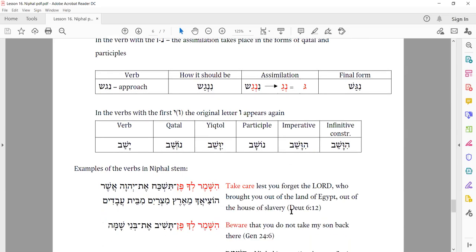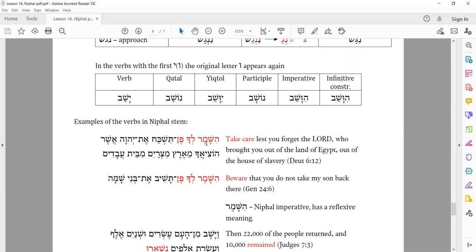Okay, so now let us try to see the text and how it occurs in the text. For example, Hishamer lechpen tishkach et Adonai asher hotzi echa me eretz Mitzrayim mi bet avadim. So pay attention to this expression. Hishamer. What form is this? If it has he, it could be either imperative or infinitive construct. How do we know that this is the Niphal form?